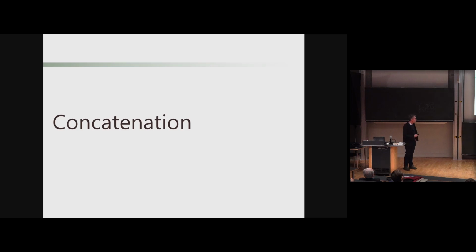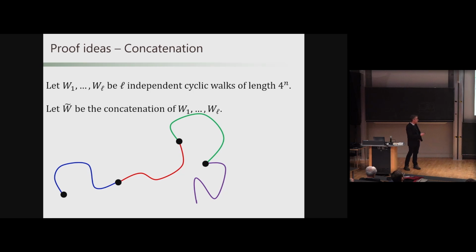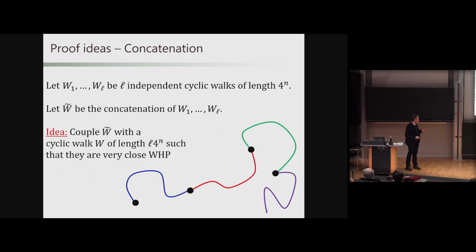And so we want to show that if we take L independent cyclic walks of length 4 to the n and concatenate them one after the other, this won't be the same as a cyclic walk of length L times 4 to the n, because I'm ignoring the dependencies between the different walks. But what we show is that you can couple this concatenated walk to a cyclic walk of length L times 4 to the n with extremely high probability, so that the discrepancy between them is extremely small, something like L times 4 to the epsilon n. Something much, much smaller than the usual fluctuations of Brownian motion.